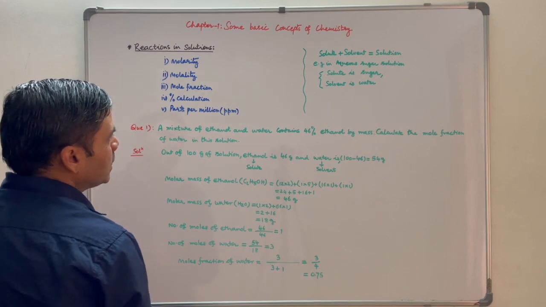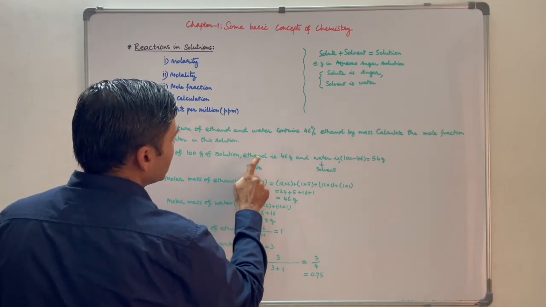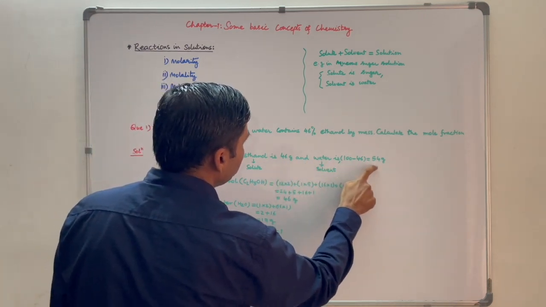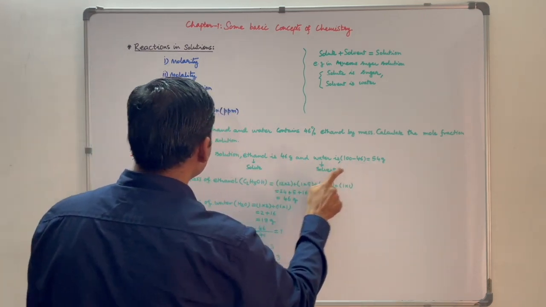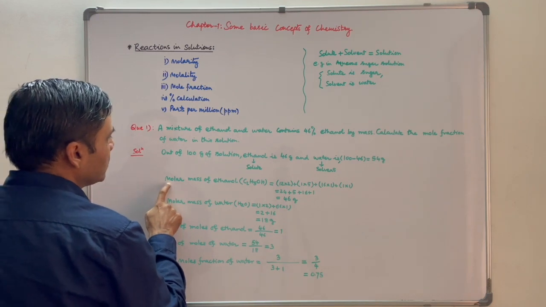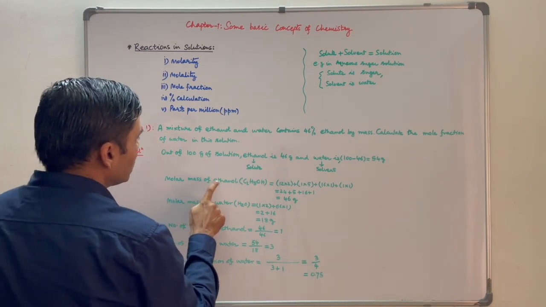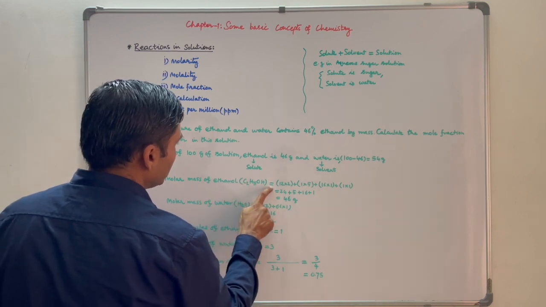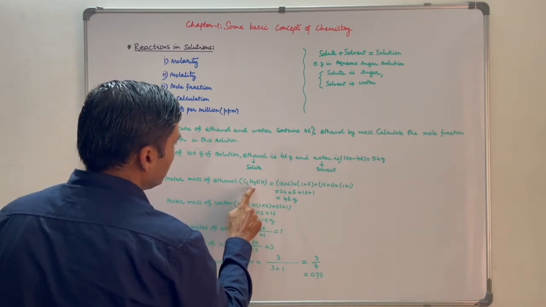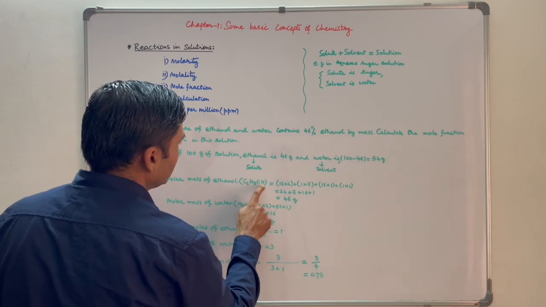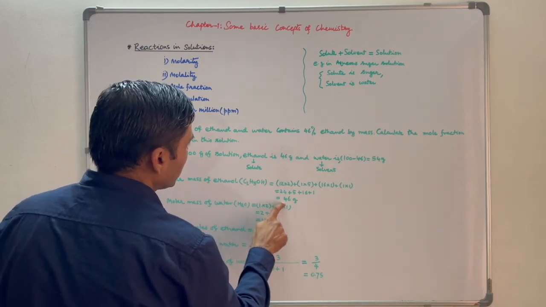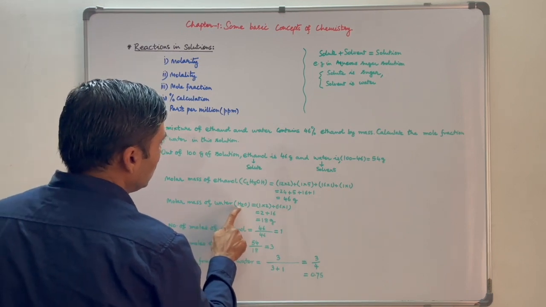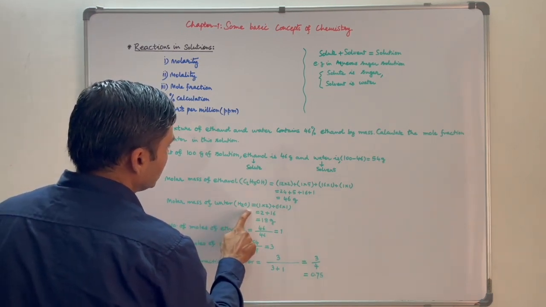Now we will calculate how many moles of ethanol are there in 46 gram and how many moles of water are there in 54 gram. To do that, we need to calculate their molar masses first. So molar mass of ethanol, that is represented by C2H5OH, is equal to 12 into 2 plus 1 into 5 plus 16 into 1 plus 1 into 1, that is 46 gram.